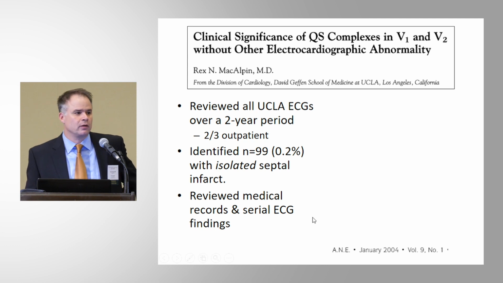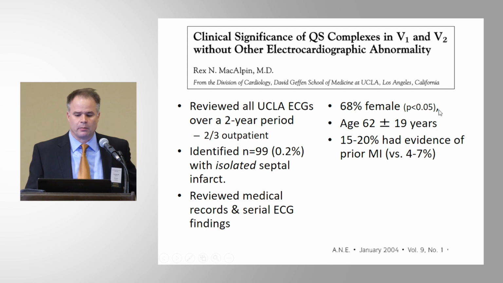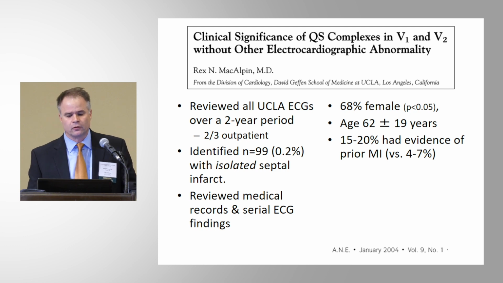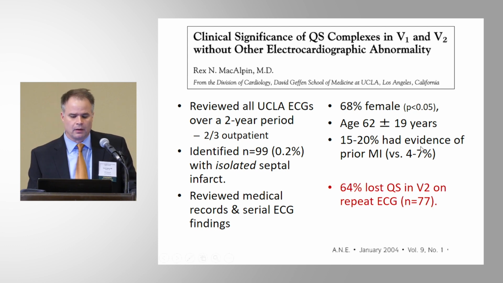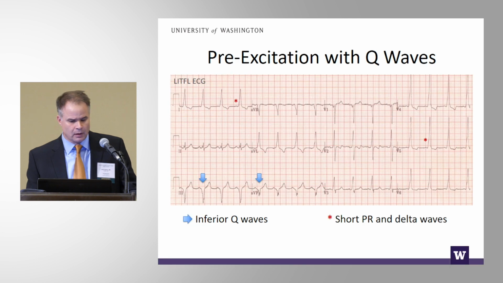They went forward and reviewed the medical records of these 99 individuals. 78% of them were female, average age was 62, and 15 to 20% of them had evidence of an MI, but 80 to 85% of them did not, so they were due to some other reasons. Now this is an older population, so all this data may not apply to our screening population, but the important part here is that about 2/3 of them, the Q waves went away when they repeated the EKG, so it may just be as simple as positioning.